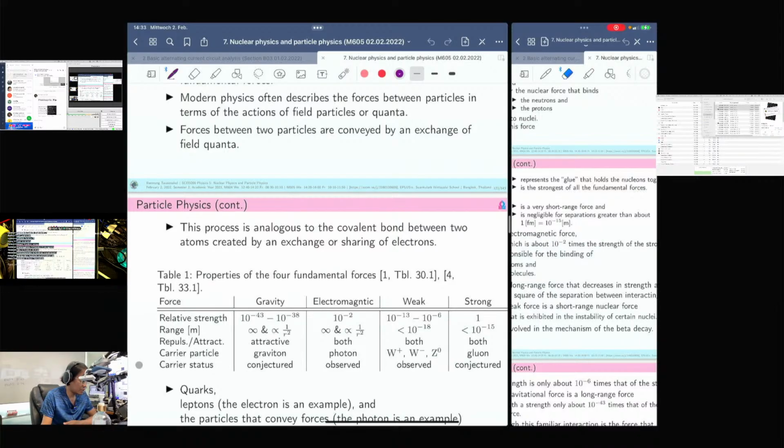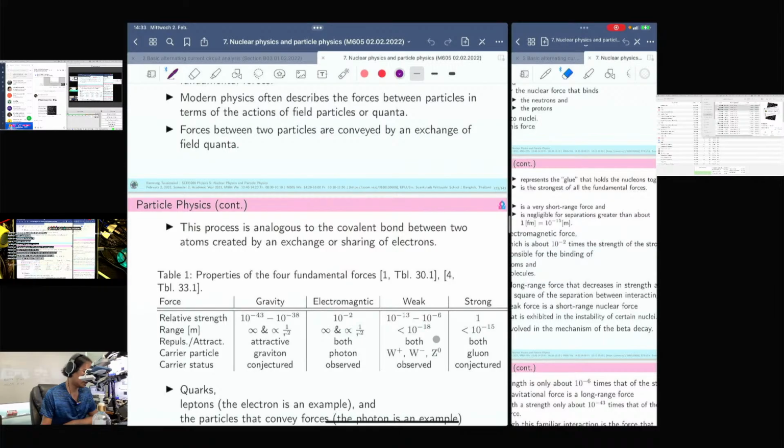And what about the status of the carriers for these four forces? At the moment, the graviton is expected to be found. It is conjectured, expected for humans to find. For the electromagnetic force, of course, the photon is verified. Humans have already been able to observe the photon.